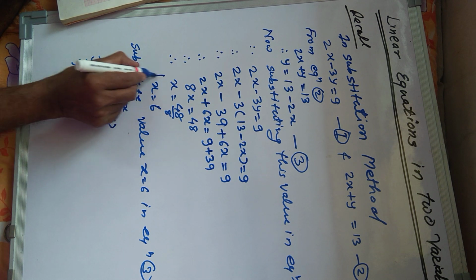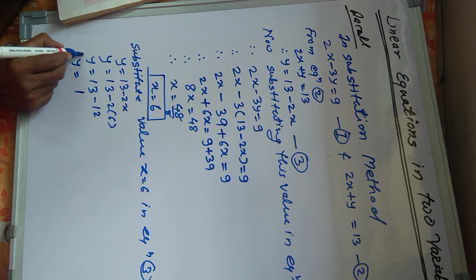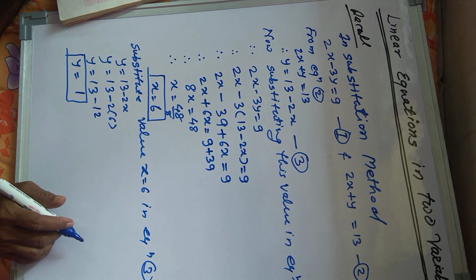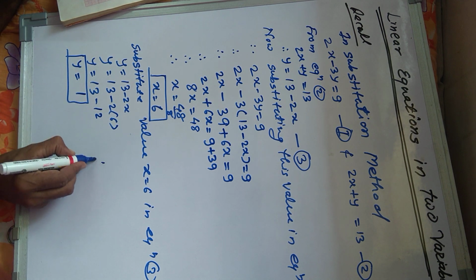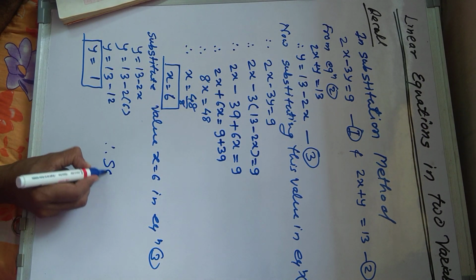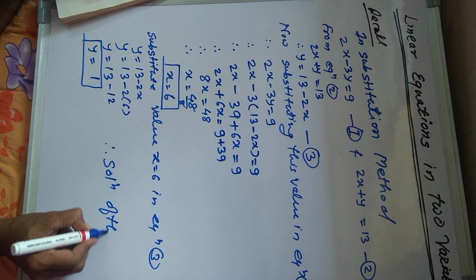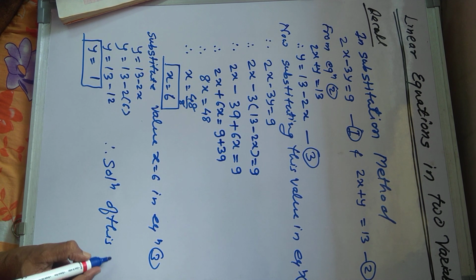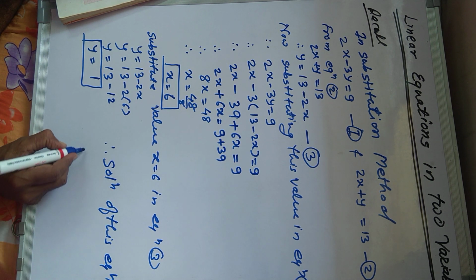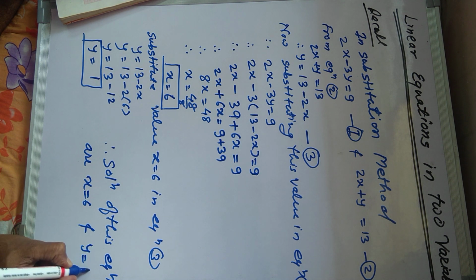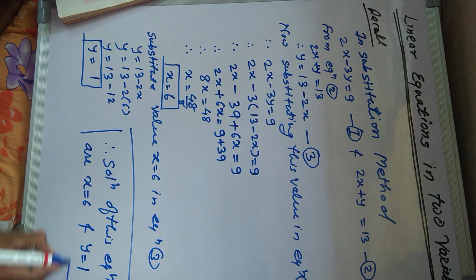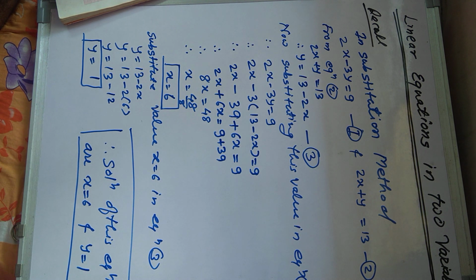Now we get the values of both variables x and y. Hence the solution of these simultaneous equations is x is equal to 6 and y is equal to 1, which is the answer. This is one method we learned in 9th standard.